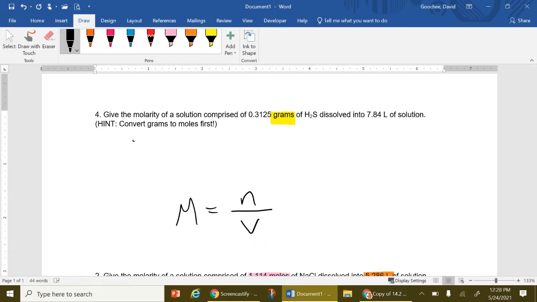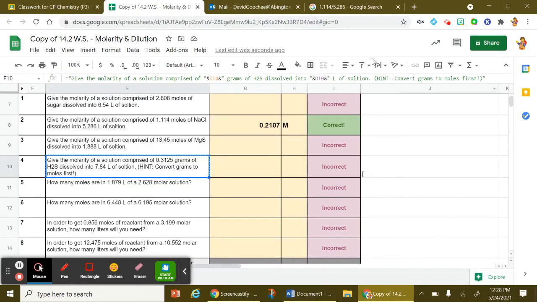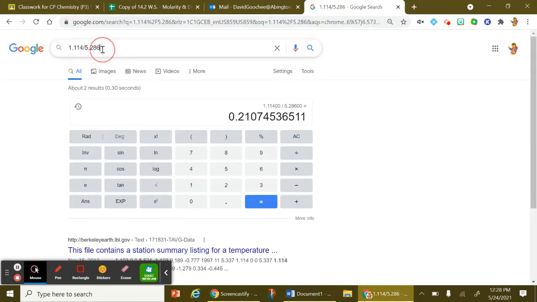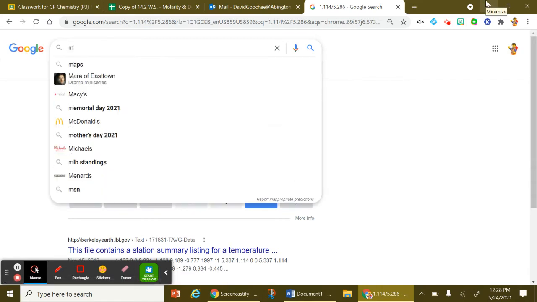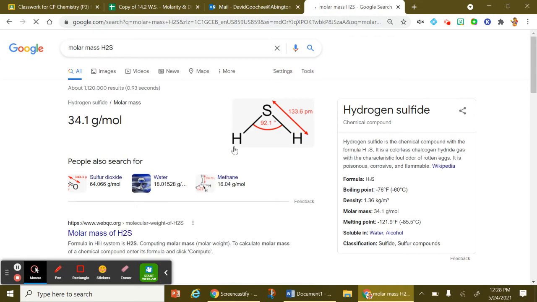All right, so we're going from 0.3125 grams of H2S, and we're trying to convert it into moles of H2S. So we want to get out of grams and into moles. You might remember how to do this. 1 mole of H2S is how many grams? Well, I'm going to look up the molar mass of H2S. It is 34.1 grams for every 1 mole.